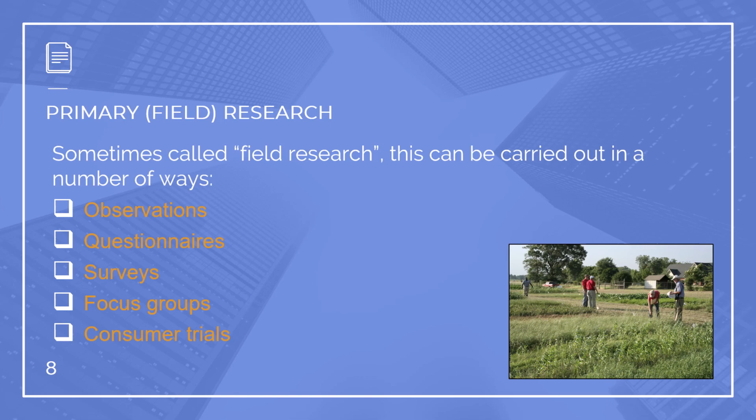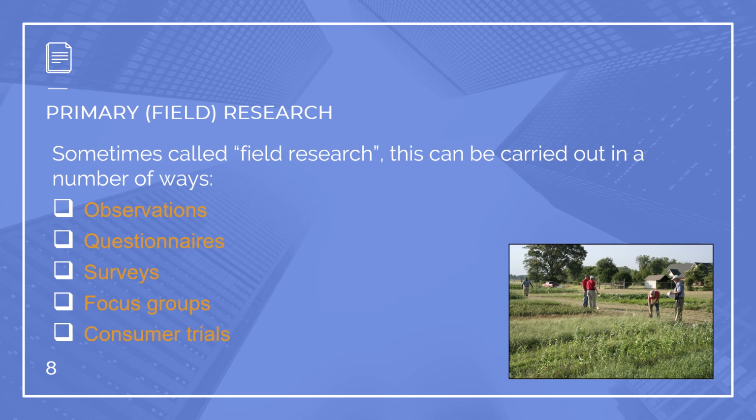So an observation is literally observing to see what people's behavior and what their reactions are. Questionnaires are just the questions that you come up with to ask your customers. Surveys are the entire process. So using the questions that you come up with, it's how you actually ask them and how you collect the information and how you analyze the information.